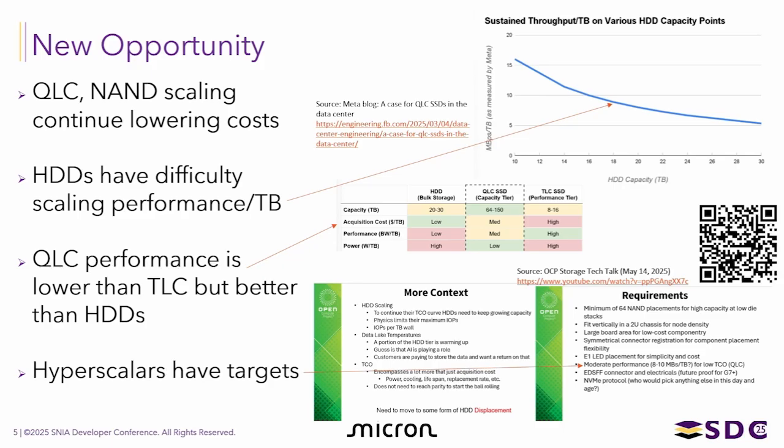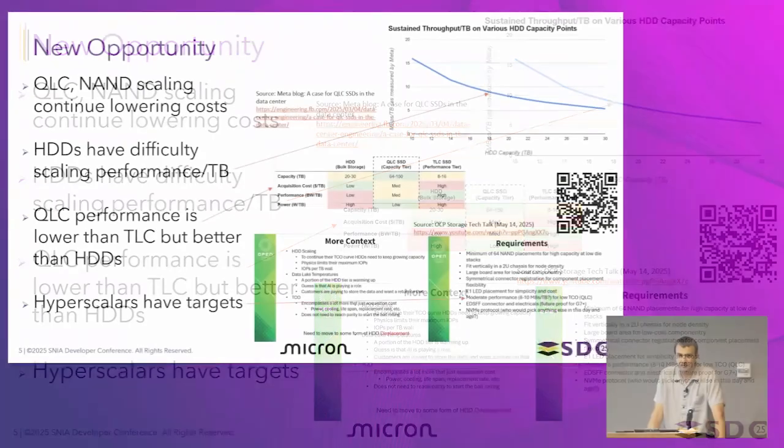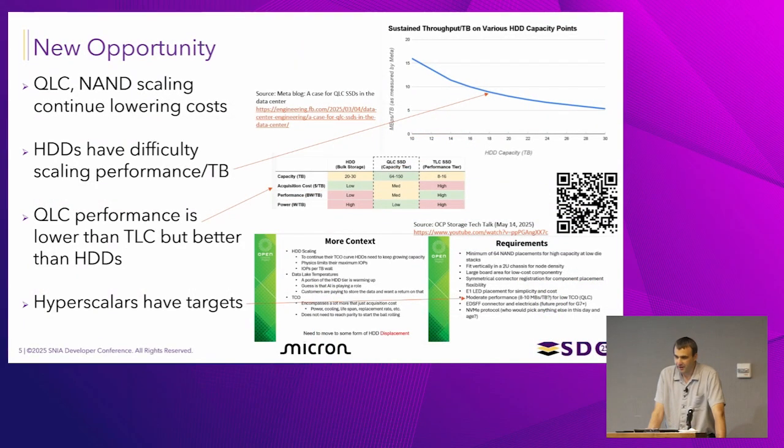There's an article from Meta on that. In fact, they had a blog post, just this year, talking about some of that. And one of the things highlighted in it was that QLC performance is lower than TLC, but you know what? It's better than HDDs. Curry even brought this up earlier in the keynote panel. And the hyperscalers have expressed targets on this.